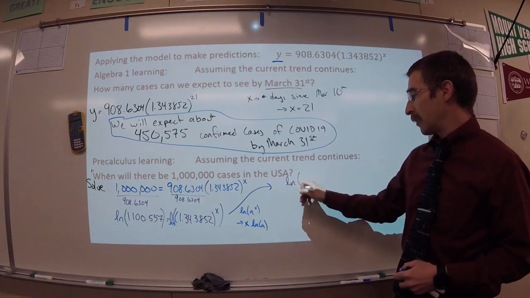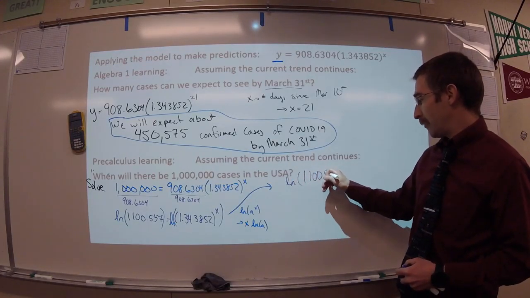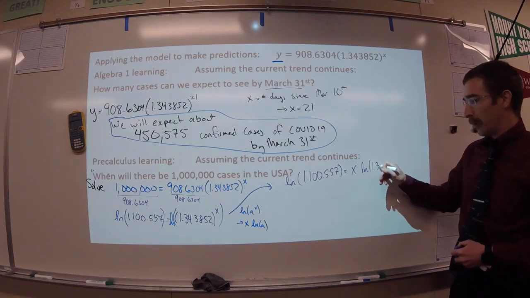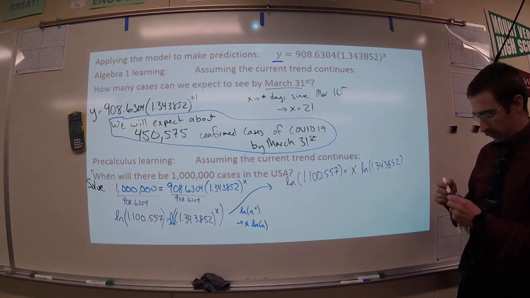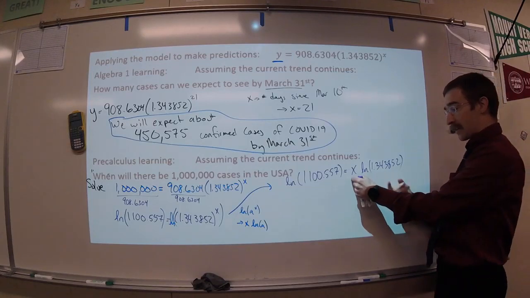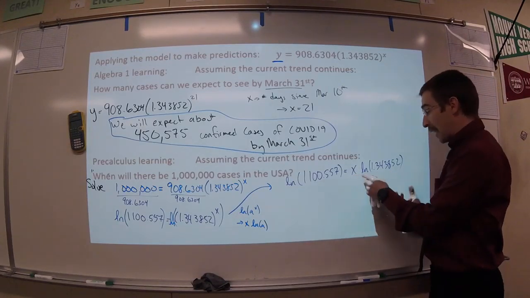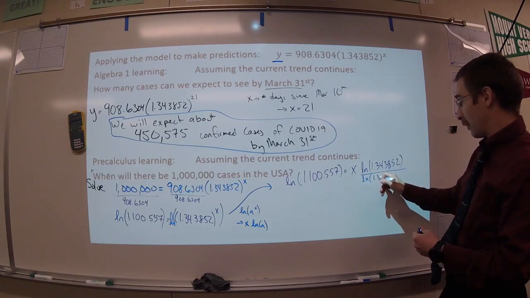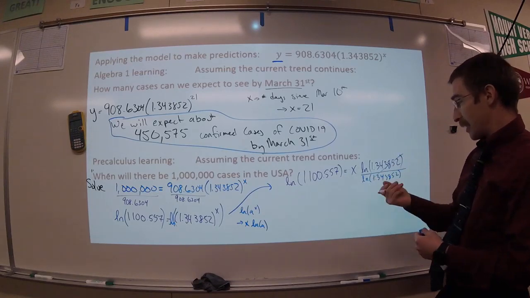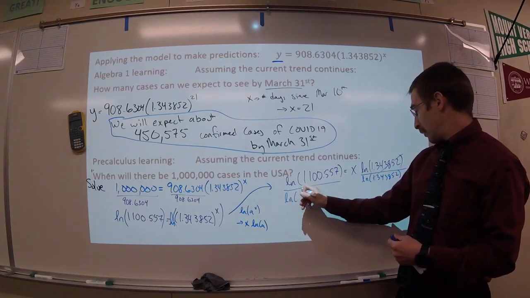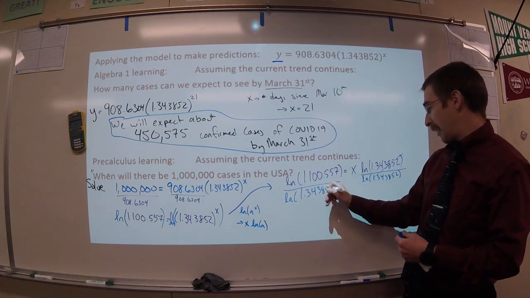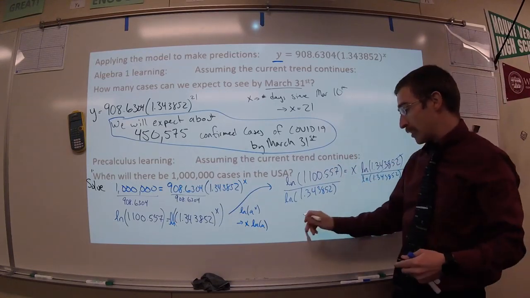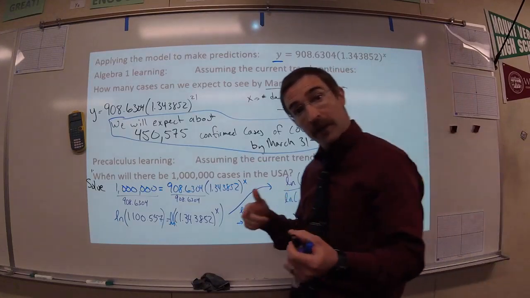So here I have the natural log of 1,100.557 equals x times the natural log of 1.343852. To find out what x is, I just have x times this. To get x by itself, I'm just going to divide by this natural log value. So divide by the natural log of 1.343852. That cancels that out. Divide this by the natural log of 1.343852. Put this in the calculator, and we're going to get x is approximately, well, let me put it in the calculator. I'll get right back to you.